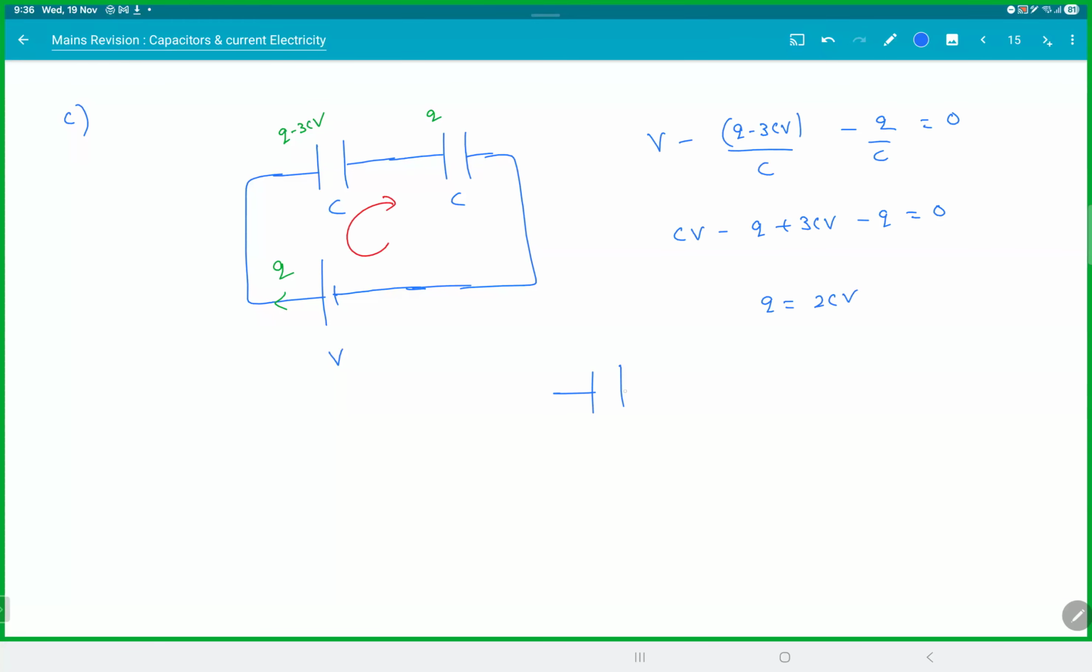That means if you look at the final charges, this will be 2CV, this will be CV, minus CV. Q minus 3CV, now this will be minus CV. This will be 2CV. This is minus 2CV, where the charges are not the same. They're not in series. Be careful with that. Most common mistake, they think it is in series just because they're side by side.